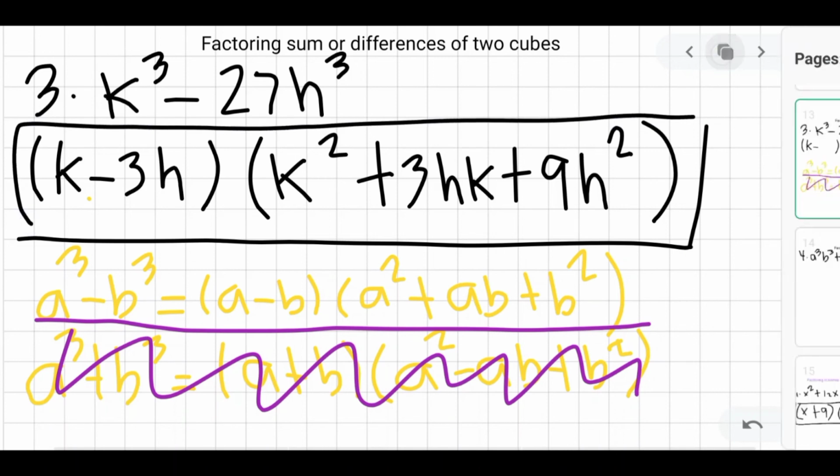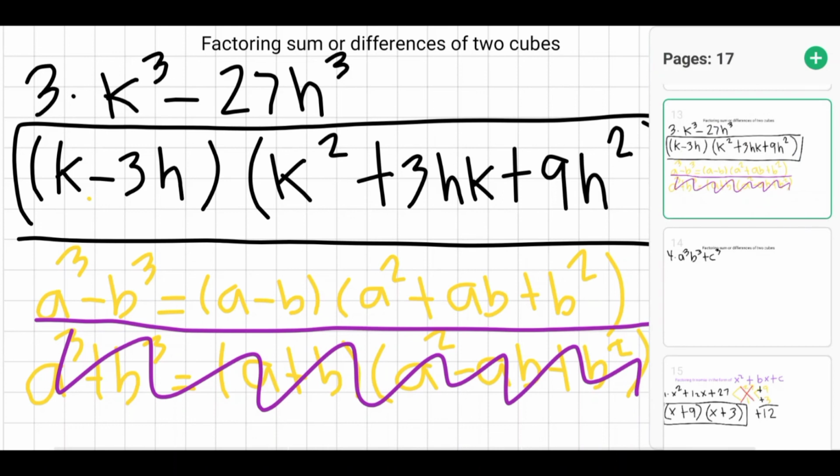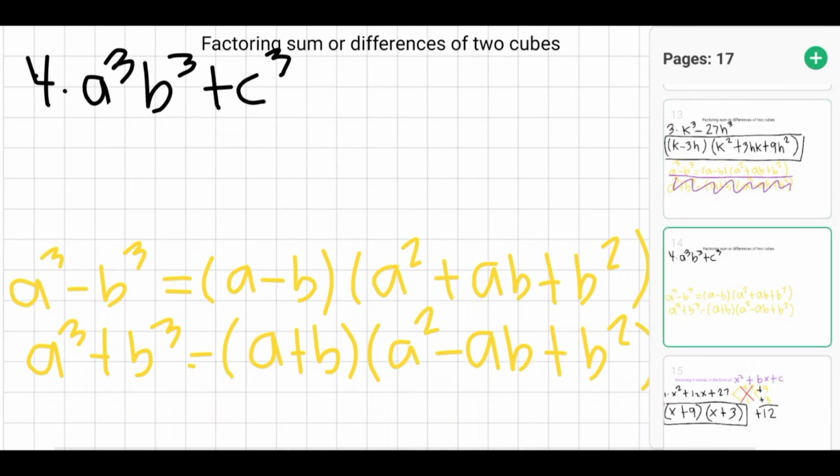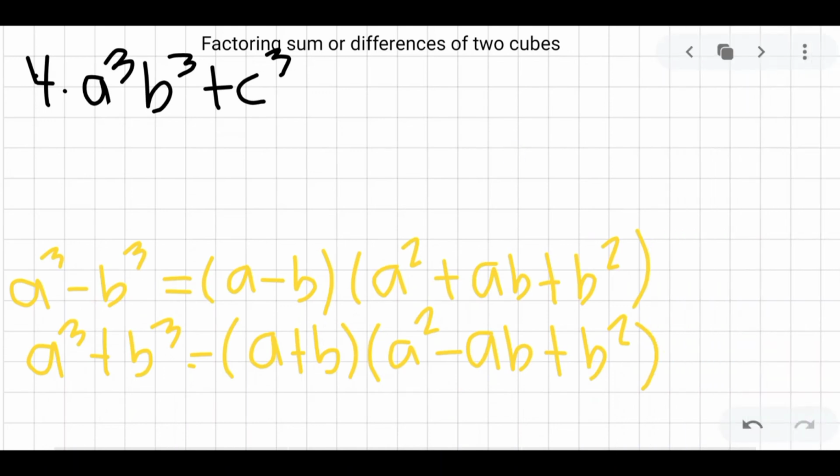So for our last example, we have this one. So a cubed, b cubed plus c cubed. So check, we have two terms. All of the exponents are multiples of 3. So therefore, they are all perfect cubes.